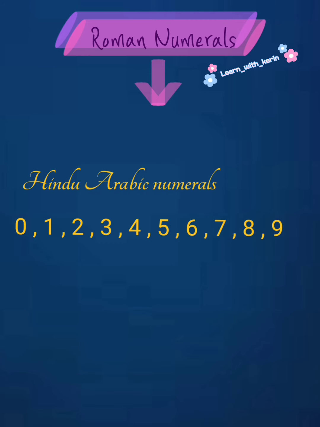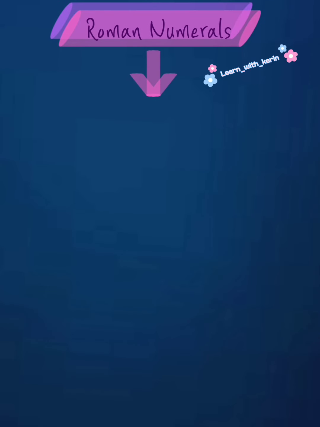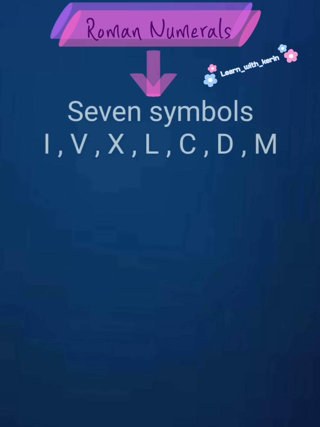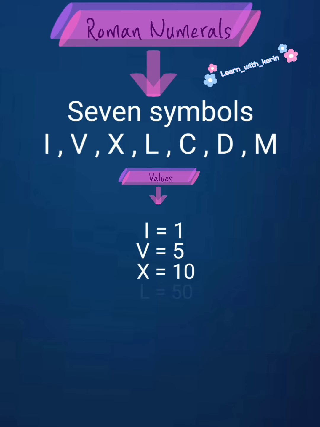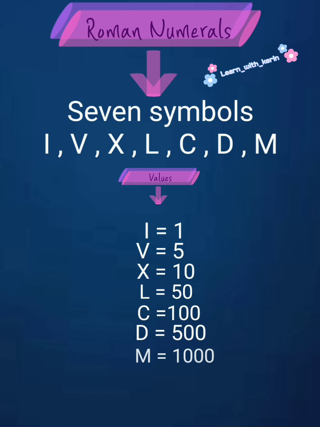Roman numerals can be written using 7 symbols. They are I, V, X, L, C, D and M, and their values are: I is equal to 1, V is equal to 5, X is equal to 10, L is equal to 50, C is equal to 100, D is equal to 500, M is equal to 1000.